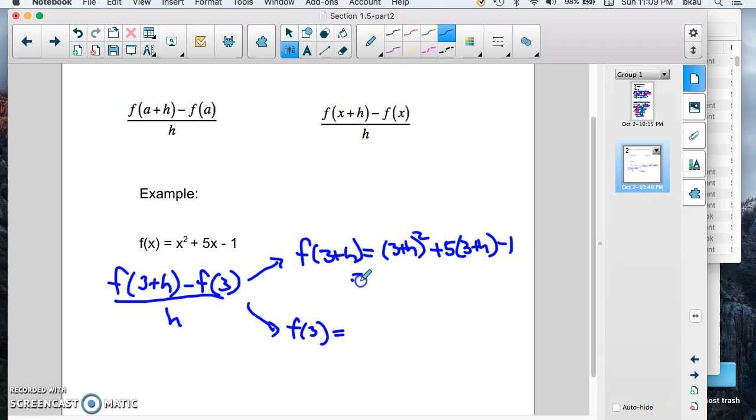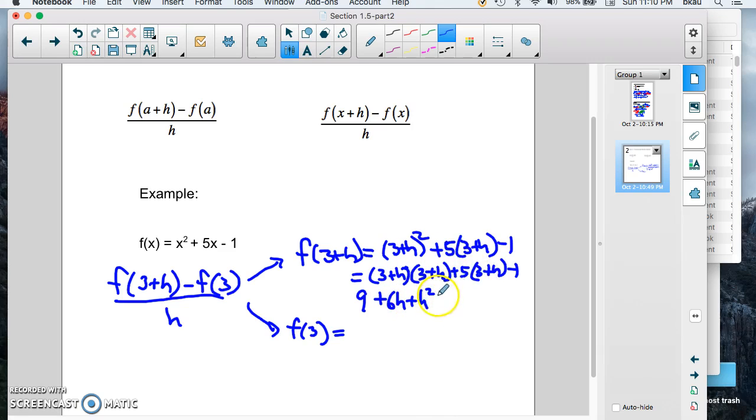So here, when we're evaluating this, we're going to need to do FOIL on the 3 plus h squared. So we're going to need to write the 3 plus h twice. And we're going to evaluate 5 times 3 plus h, and then minus 1. So here we're going to do FOIL. We should get 9 for the first. Outside is 3h, inside is 3h, so we're going to get 6h there, and then we have the last two, which is h squared.